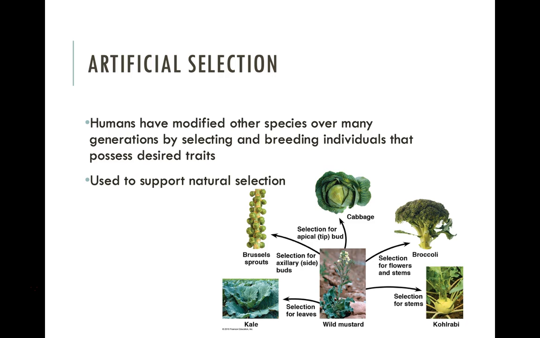And so this is just one example of how humans can actually select for the traits that they want in an organism. So Darwin thought, hey, if humans can do this, it must be the same principle. If an environment is putting pressure on a particular trait, maybe the environment can cause that change as well.